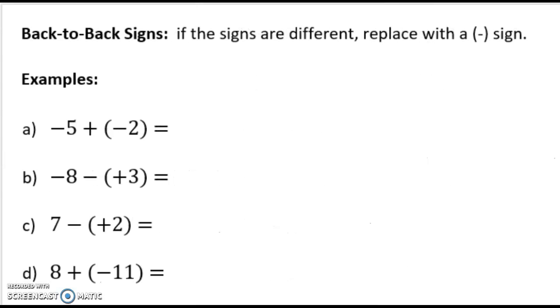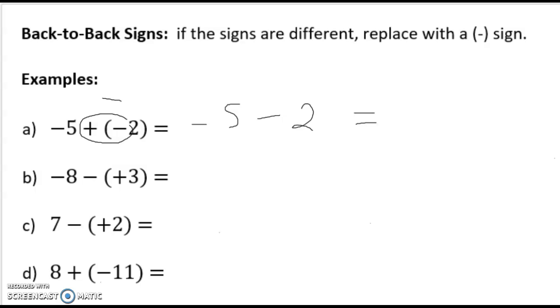So what happens when we have back-to-back signs? If the signs are different, you're going to replace it with a negative sign. For example, we have back-to-back signs right here, a positive and a negative. So it says replace with a negative sign. So this one would actually be -5 minus 2, and if you did the math, you would end up with -7.